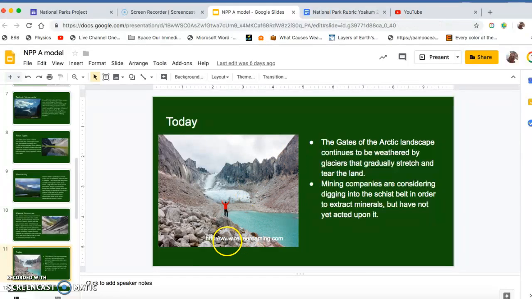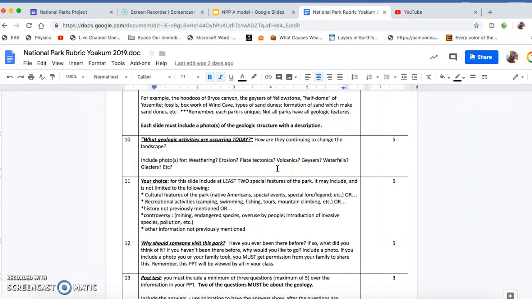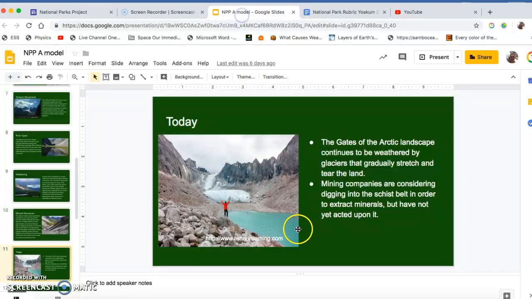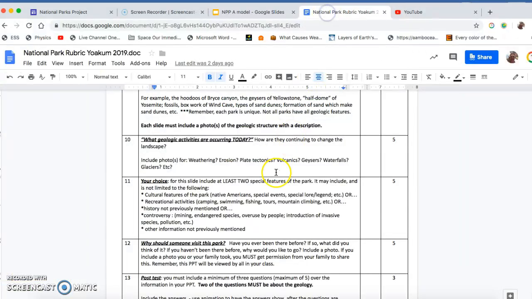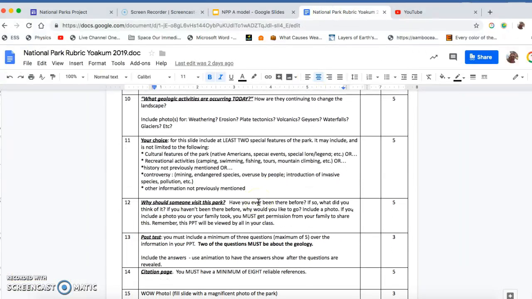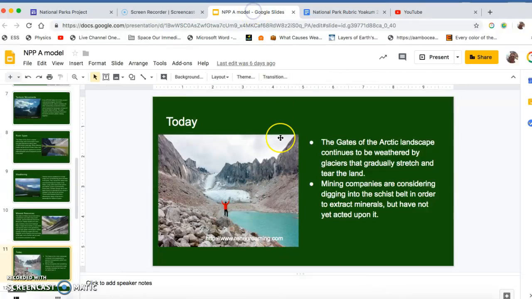You notice again, every single picture has a citation attached to it. Some people put the citations beside or below the photograph rather than right on the photograph. It's up to you, as long as it's legible. And then your choice slide. You should show us some information about the controversy or the history not mentioned, or some cultural features or recreational activities, or something else that you haven't said about the park.